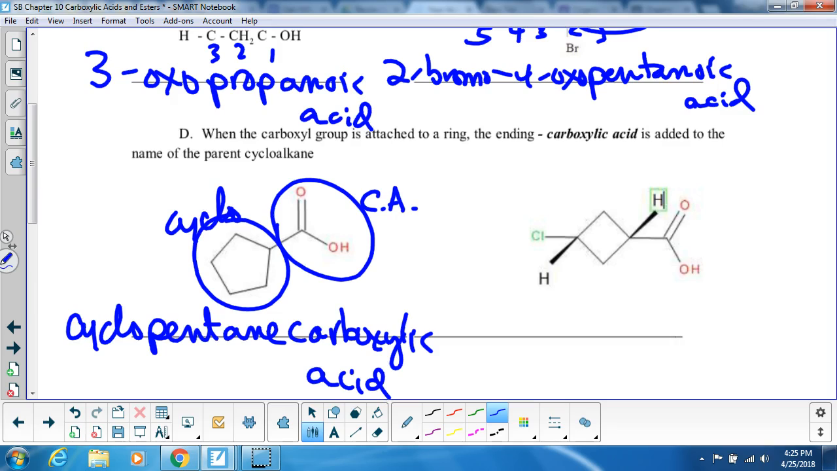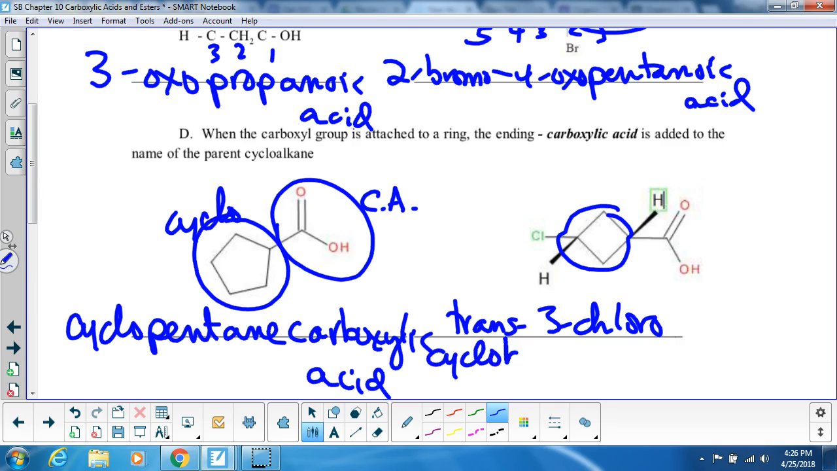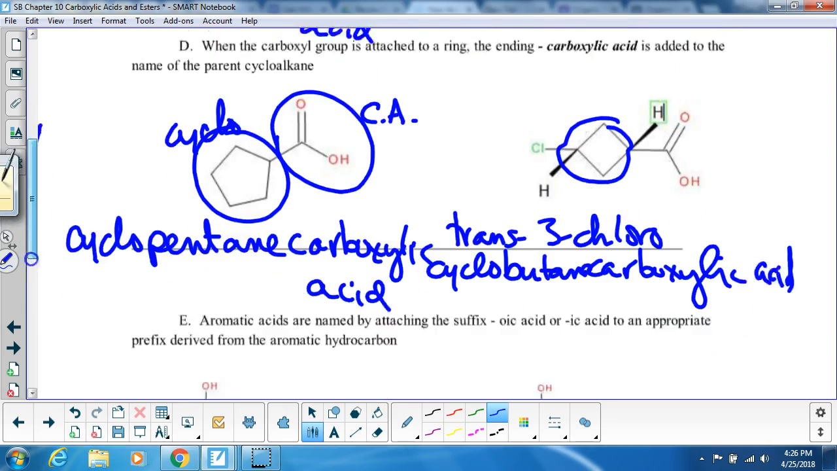Okay. And what about over here? Notice how I have two groups. I have the carboxylic acid and I have a chlorine. So how am I working this? Notice the hydrogens are trans, so the chlorine and the carboxylic acid are also trans. So it's trans-3-chlorocyclobutane carboxylic acid. There we go. Okay. What about the next one?